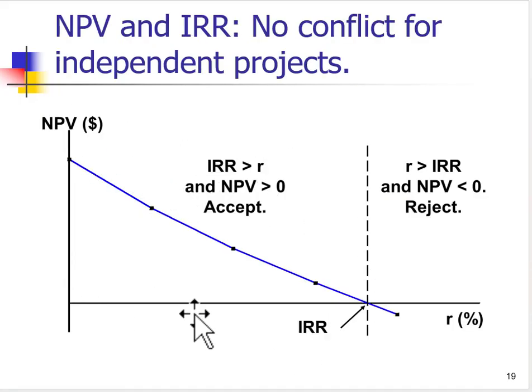Well, if you have a project that's independent, you're just looking at it all by itself, then there's no conflict. We don't have to worry about that. Net present value and internal rate of return will give the same answers. So if this is the internal rate of return, anything to the left of that, if we assume that it's an acceptable project, has a positive net present value. At that very point, the internal rate of return is equal to the weighted average cost of capital. Anything to the right implies that the cost is more than the weighted average cost of capital. Anything to the left implies the opposite. And everything over here then has positive net present value.